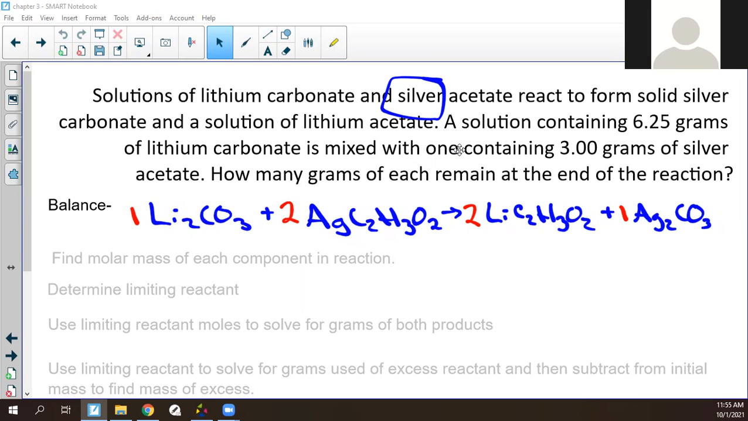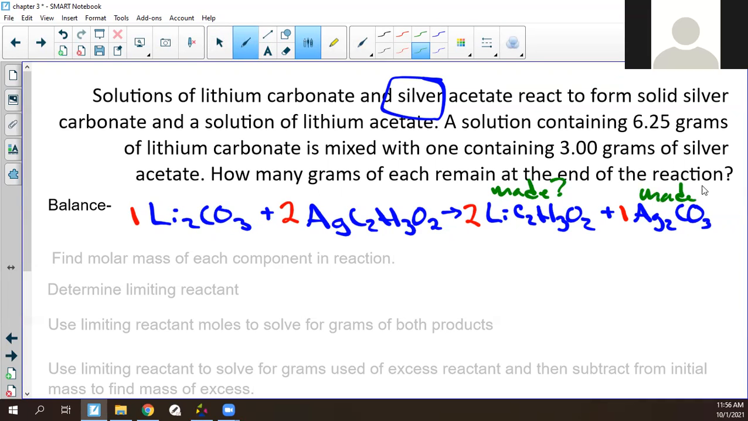Okay, so here we are. We want to figure out everything in the end. I'll come back to this problem, but this is what I want to know. I'll just leave it on here. I want to know how much of this stuff is made and how much of this stuff is made. Okay. I want to know which one of these is 0. I want to know how much of the other one is left over. So I want to know what the limiting reactant is and how much excess reactant are left.